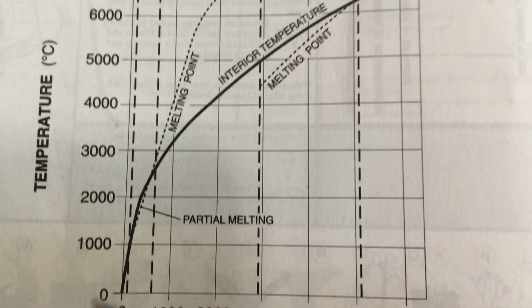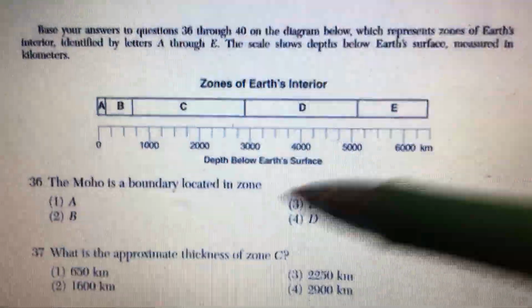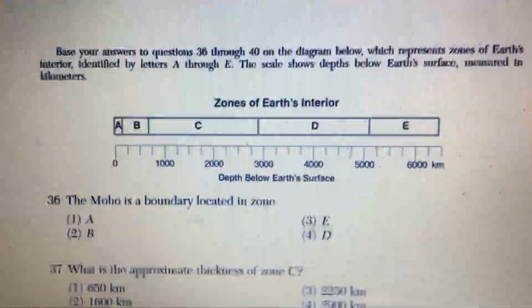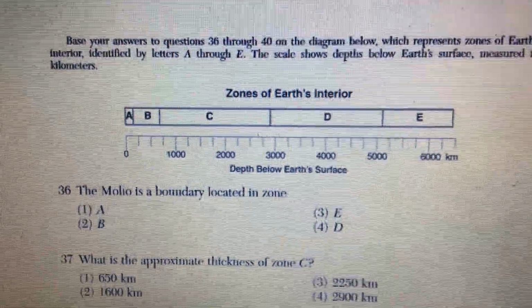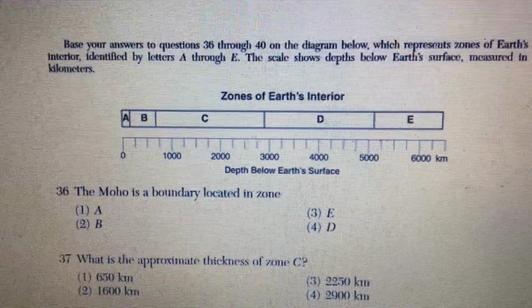Hopefully our choices hook us up a little bit. And they do. So we're very, very close to the surface. It's going to be letter A. Up towards the top.